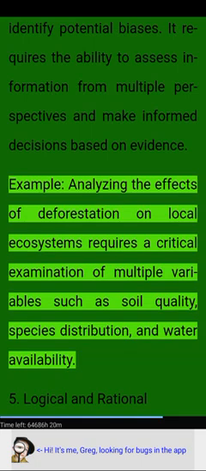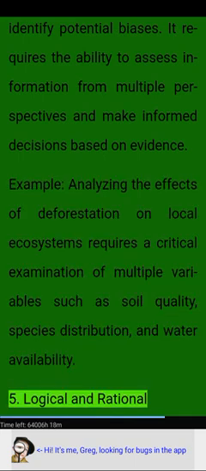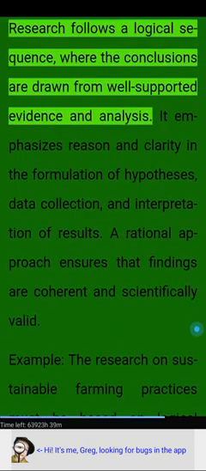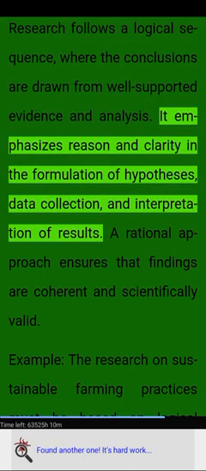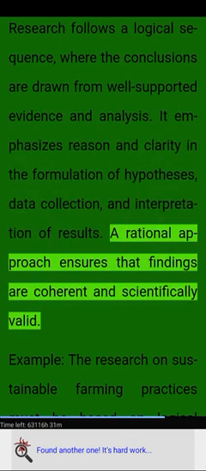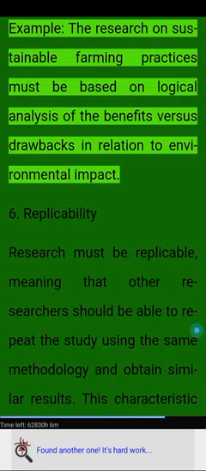Example, analyzing the effects of deforestation on local ecosystems requires a critical examination of multiple variables such as soil quality, species distribution, and water availability. 5. Logical and rational. Research follows a logical sequence, where the conclusions are drawn from well-supported evidence and analysis. It emphasizes reason and clarity in the formulation of hypotheses, data collection, and interpretation of results. A rational approach ensures that findings are coherent and scientifically valid.